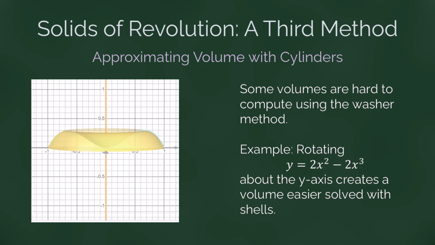If we try to rotate the graph of y equals 2x squared minus 2x cubed around the y-axis, we're going to find that we create a volume that's easier to solve with this new method of cylinders or shells than with either the disk or washer method.